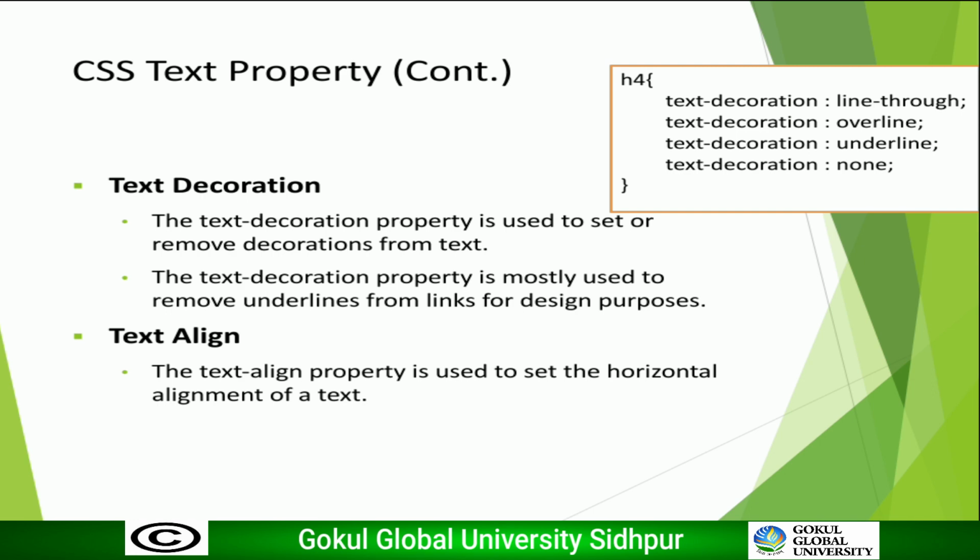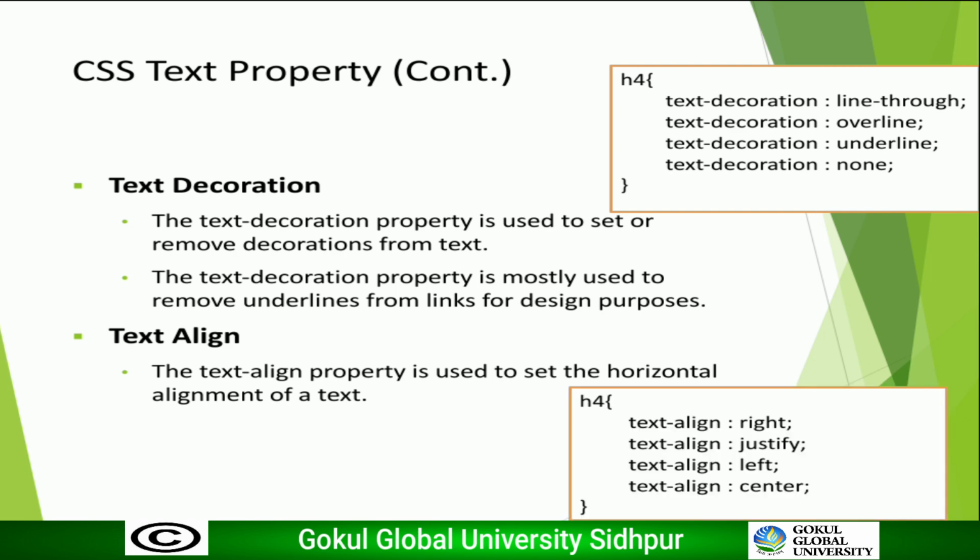Text align. The text align property is used to set the horizontal alignment of a text. See the example. Text align with the different values: right, left, center, justify.